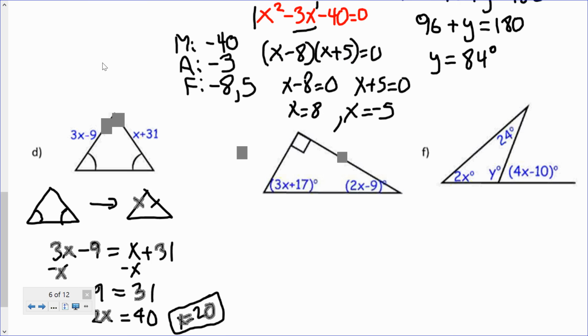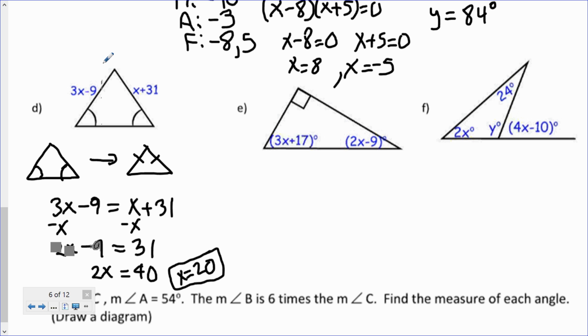All right, E is the same type of or similar idea as one or two of the problems above, in the sense that you have a triangle, and again, the sum of all three angles in every triangle is equal to 180 degrees. So that means that 3x plus 17 plus 2x minus 9 plus 90 degrees, which is what this box represents, a 90-degree angle, is all equal to 180 degrees. So now we combine our like terms.